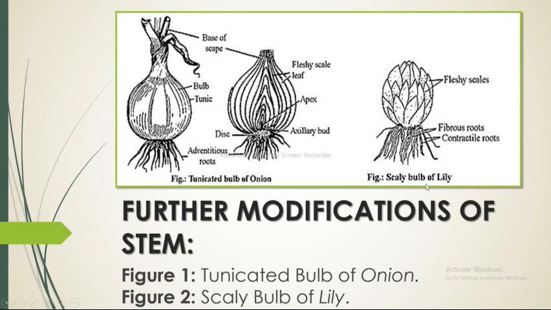And the second figure is the figure of scaly bulb of lily, which includes the fleshy scales and fibrous roots, and these are contractile roots as shown in the figure.